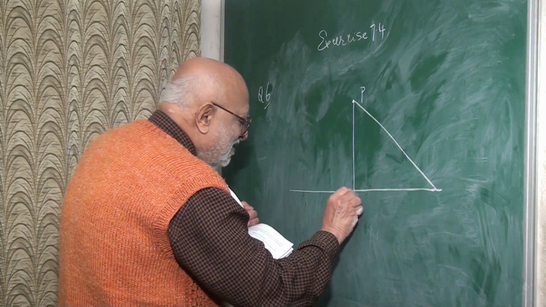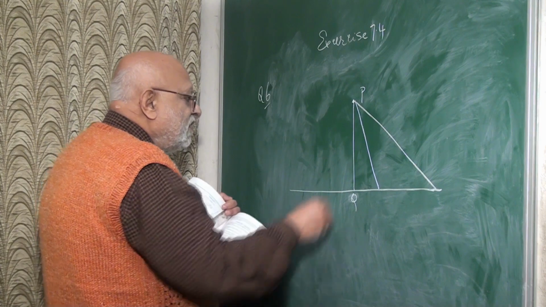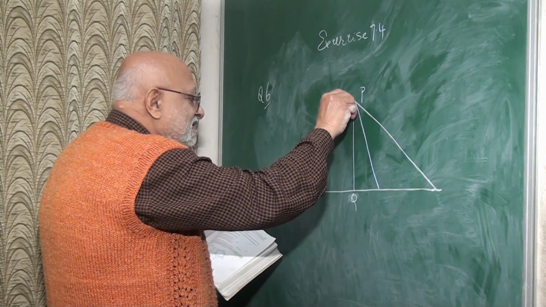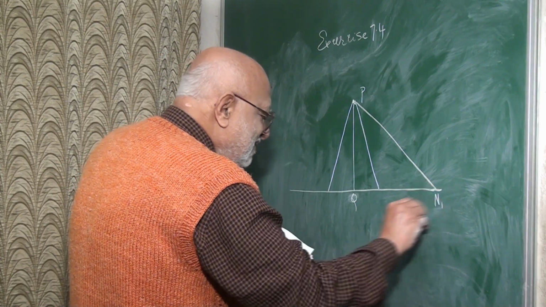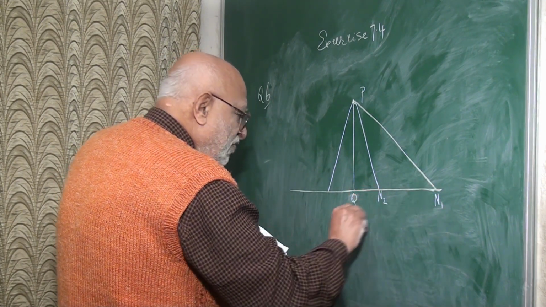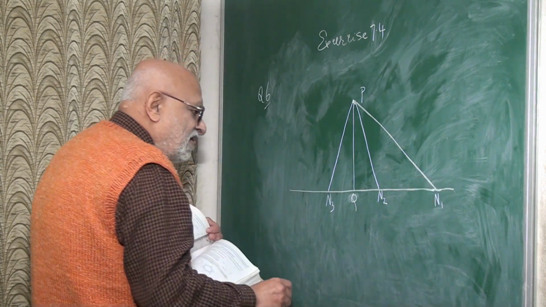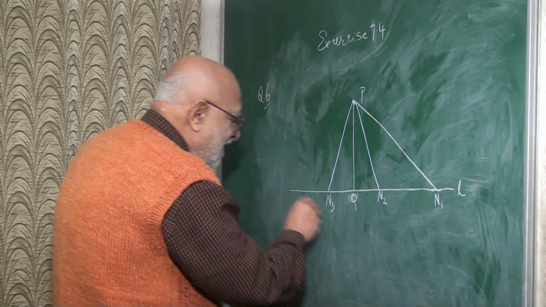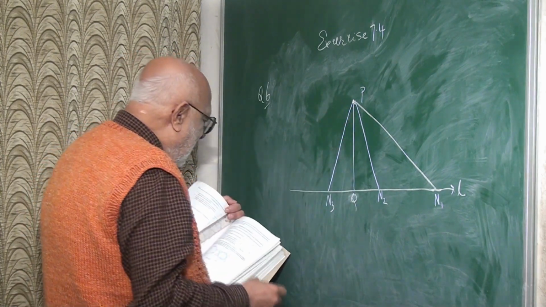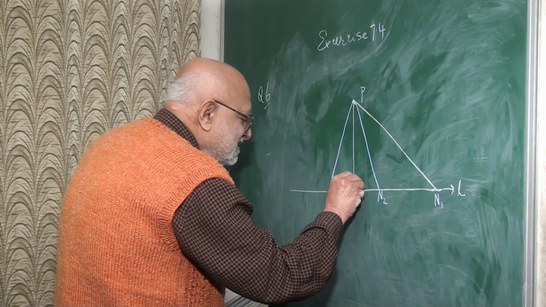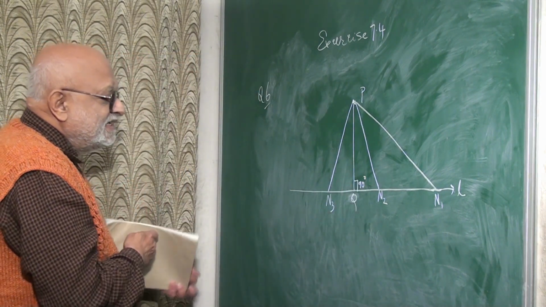Instead of N, let me call it Q. It becomes easy. And we take another line segment here, and the other line segment here. Let us take this one N1, N2, and this is N3. So this is a line, let us call it line L. So I have a line L on which, from a point P, I have drawn line segments. And this is perpendicular, that means this angle is 90 degrees.